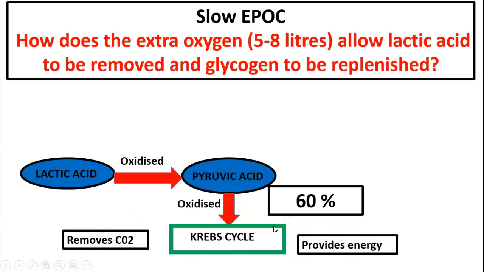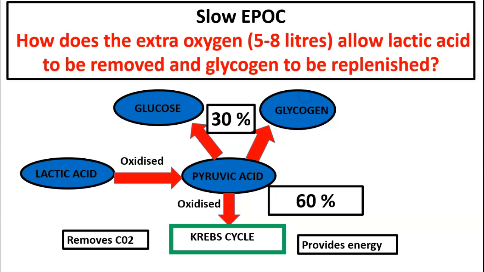Now, the next conversion refers to 30% of pyruvic acid. So 30% of pyruvic acid is then converted back into glycogen and glucose via 2 processes: gluconeogenesis for glucose, glyconeogenesis for glycogen. And this allows us now to replenish our glycogen in the muscle and liver, and it also allows us to kind of restore the glucose in our blood. Okay, so 60% of pyruvic acid oxidized into the Krebs cycle, 30% into glycogen and glucose via those 2 processes, which I'll put on the next slide.